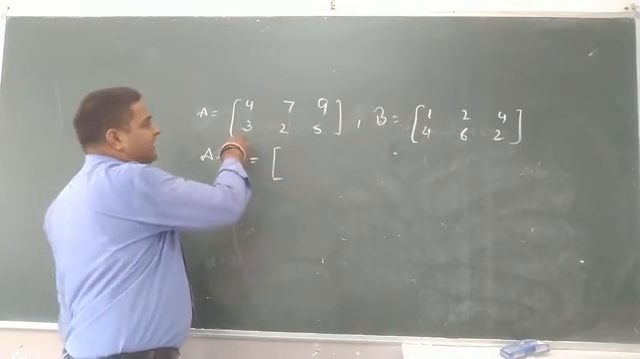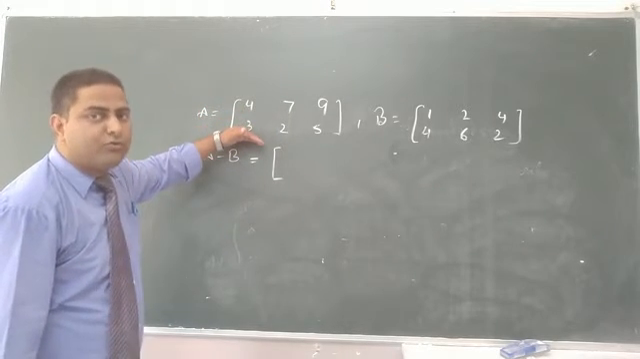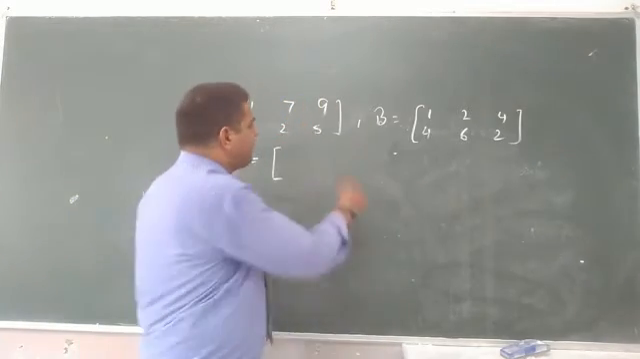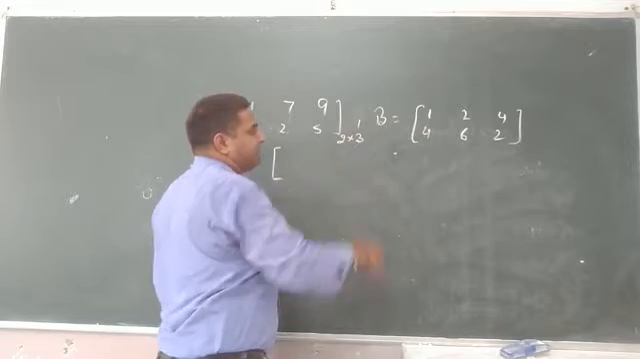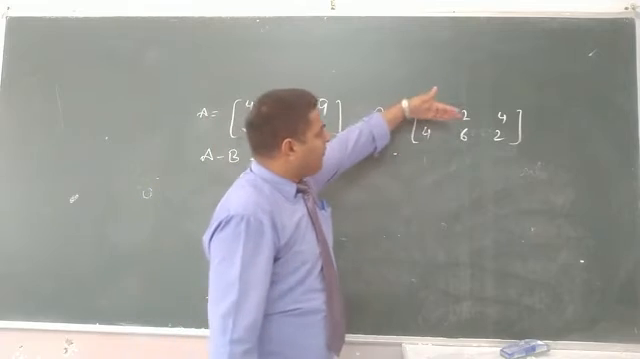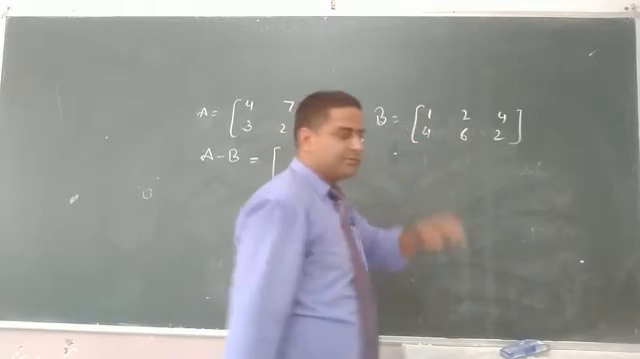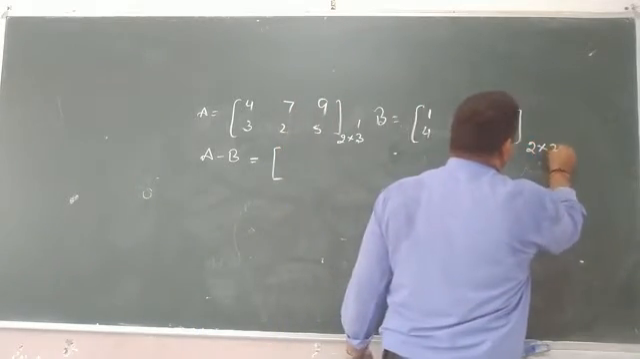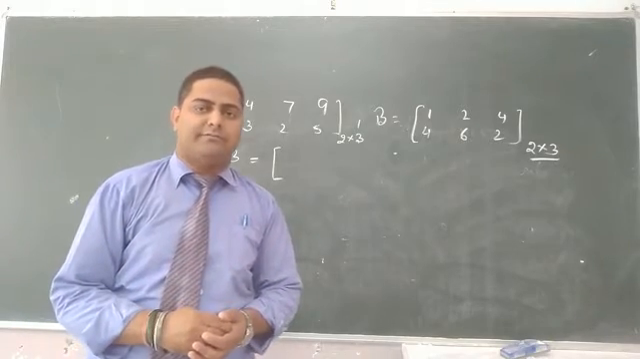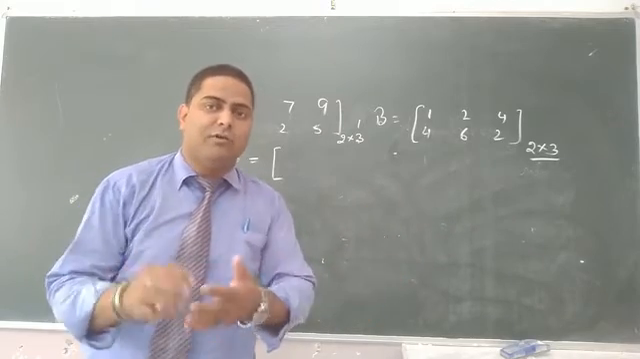What is the order of matrix A? How many rows does it have? Row 1, row 2, 2 rows. How many columns? 1, 2, 3, 3 columns. The order is 2 into 3. Similarly, matrix B: how many rows, how many columns? 2 rows and 3 columns. So it is 2 into 3. You see, both the matrices have the same order, so they can be subtracted. It's given minus, so we have to subtract.